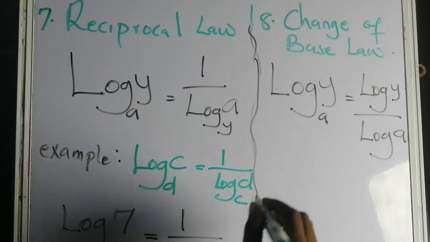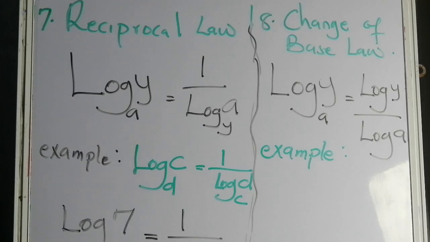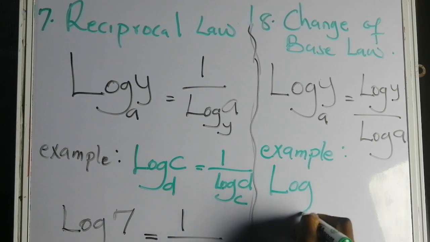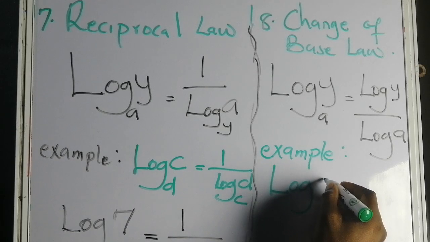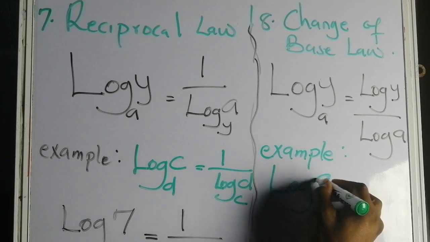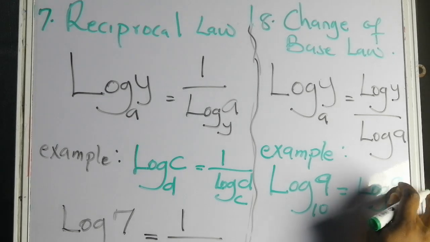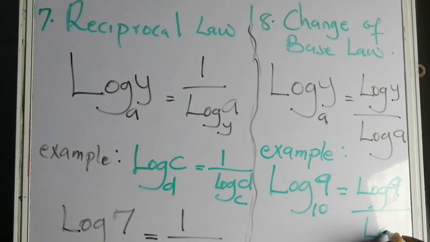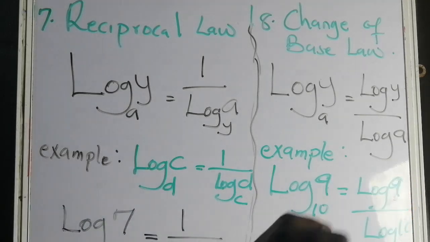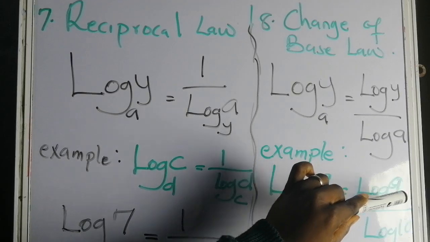If I look at the example we have here, I can say that if I have log, let's say I use 9 to base 10, log 9 to base 10, it's the same thing as saying you have log 9 over log 10. So it means the base has turned to a number because I introduced division. That is the law. So log 9 to base 10 is equal to log 9 all over log 10.